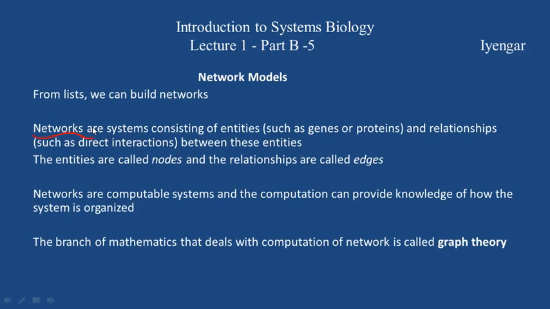The entities are called nodes and the relationships are called edges. These are just terms that are used in the mathematical field that involves the study of networks. Networks are computable systems, and the computation can provide knowledge of how the system is organized. The branch of mathematics that deals with the computation of networks is called graph theory, and people may refer to this, and I may refer to it also as the course goes by. So graph theory and network analysis are almost synonymous and can be used interchangeably.